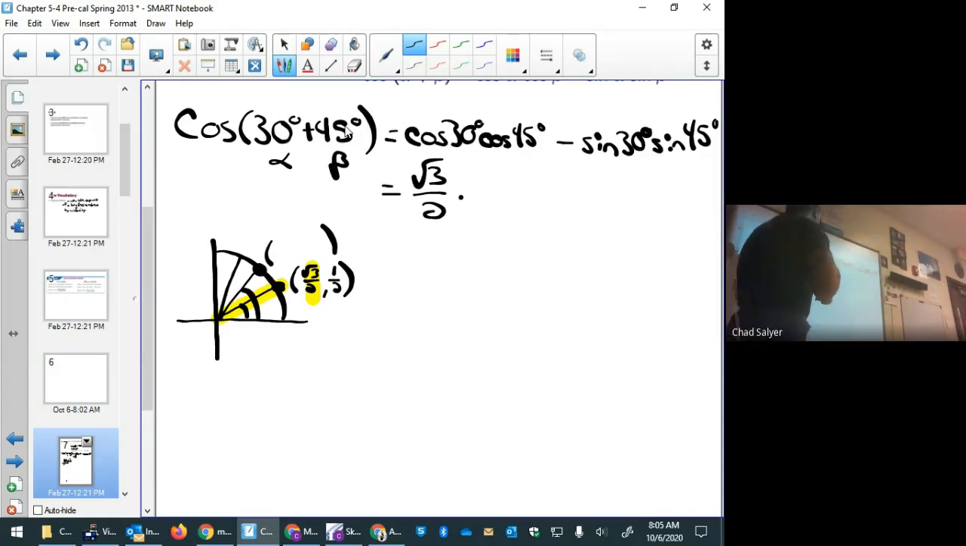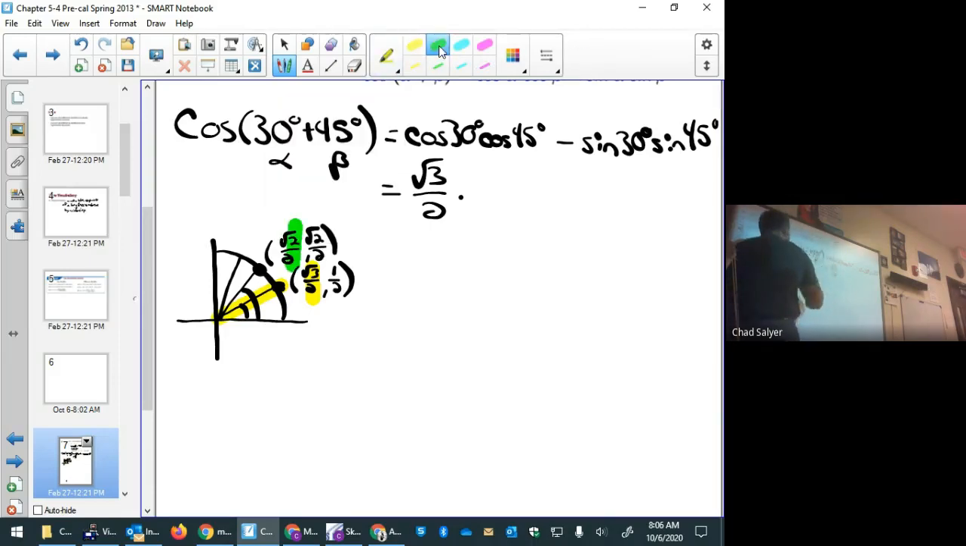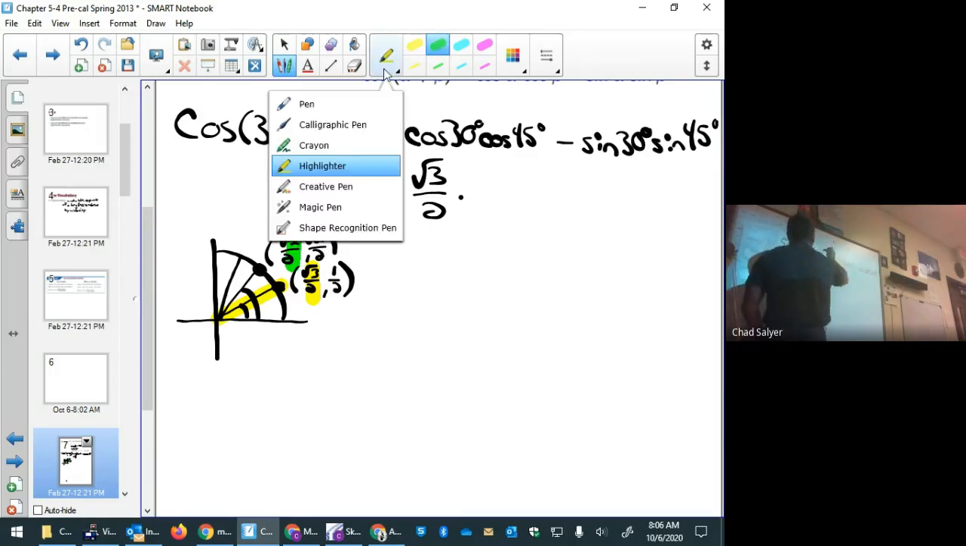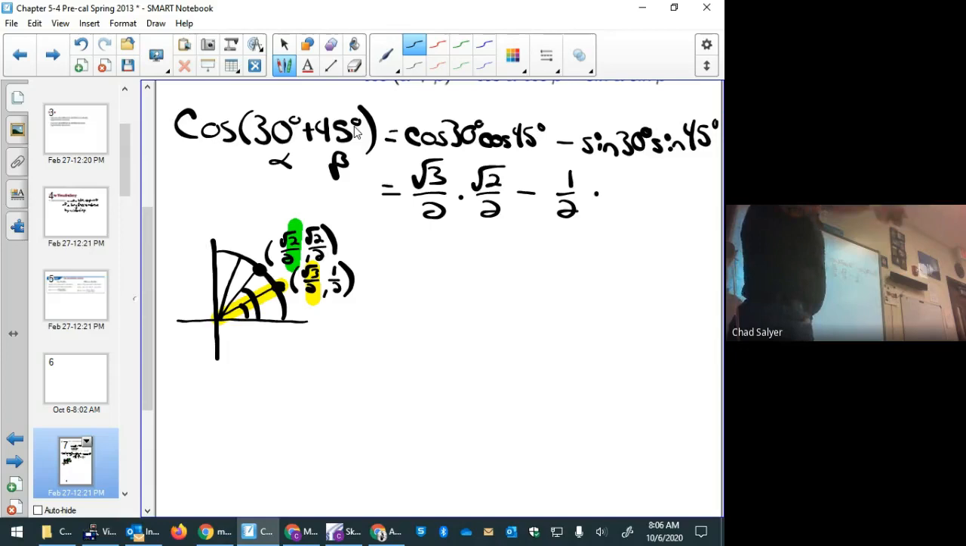And then, Colby, tell me what the cosine of 45 degrees is. Square root of 2 over 2. Very good. So right here, we've got the square root of 2 over 2, comma, radical 2 over 2. And you correctly identified positive square root of 2 over 2. And then, Clay, tell me what the sine of 30 degrees is. Very good. And then, Colin, tell me what the sine of 45 degrees is. Excellent.